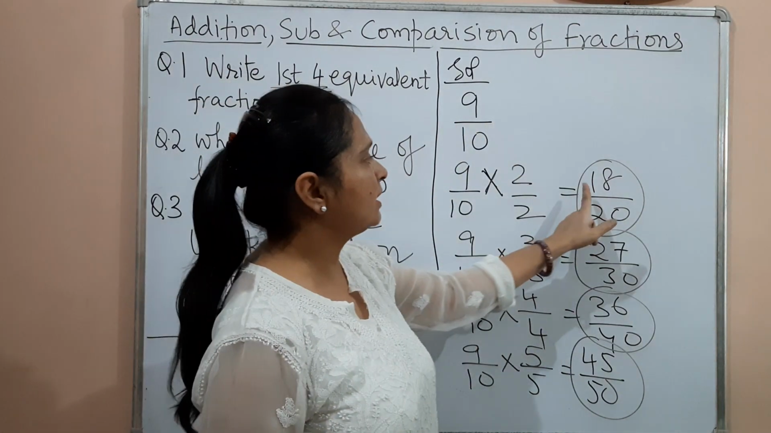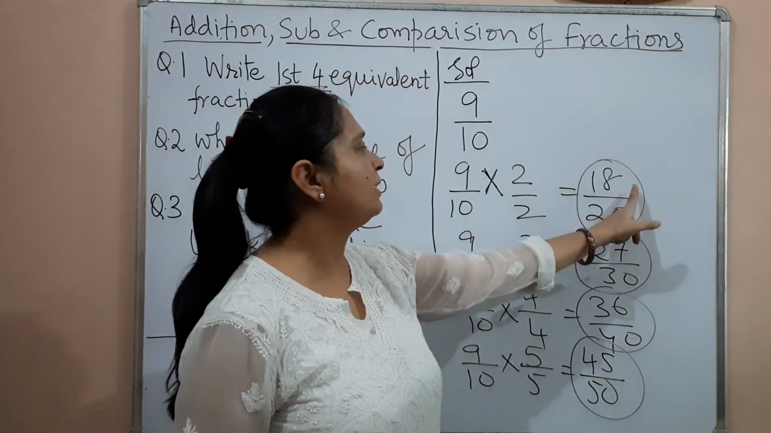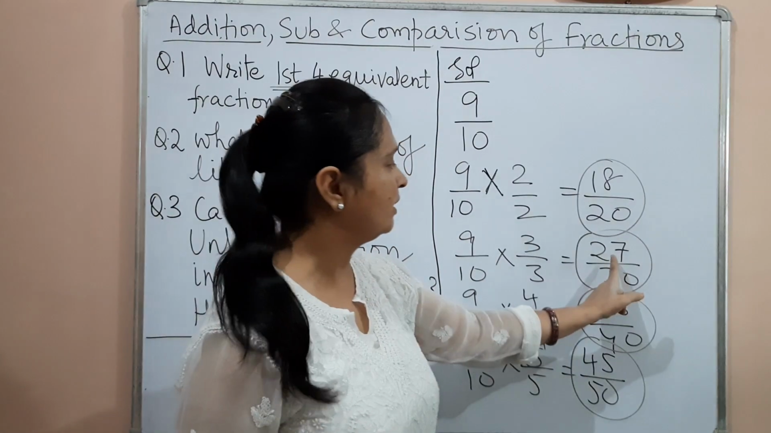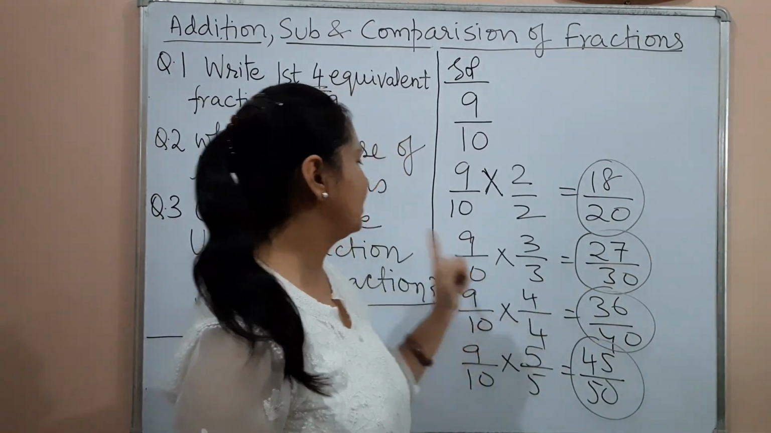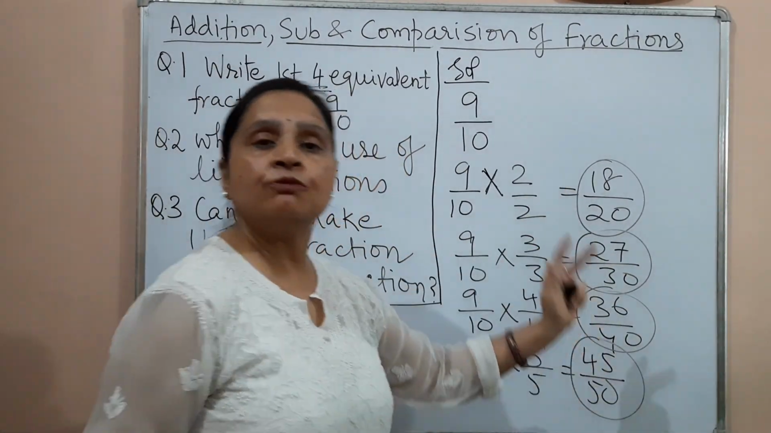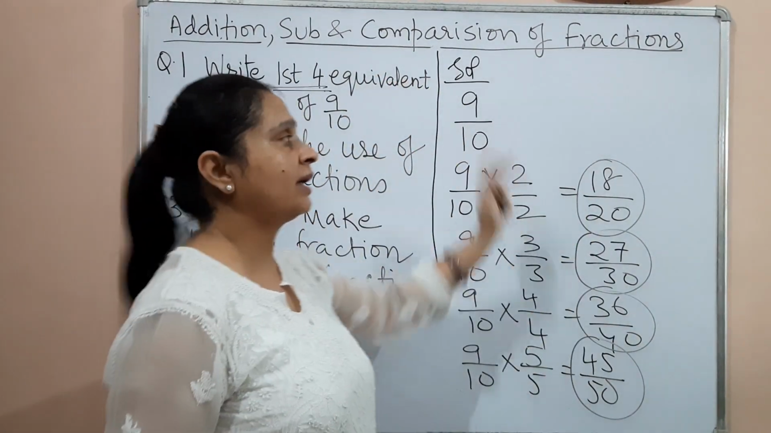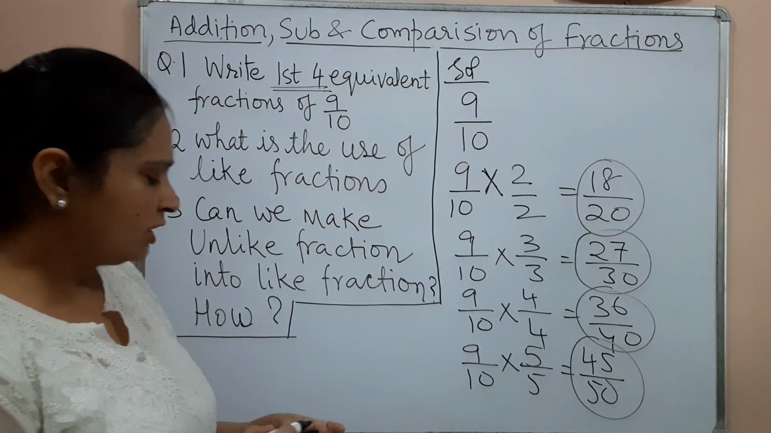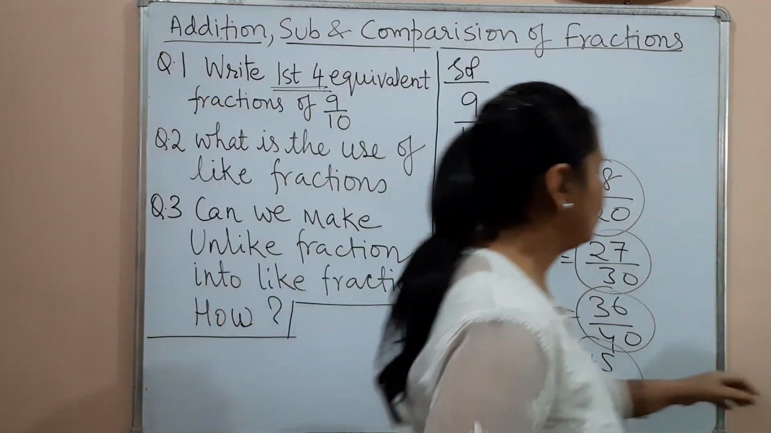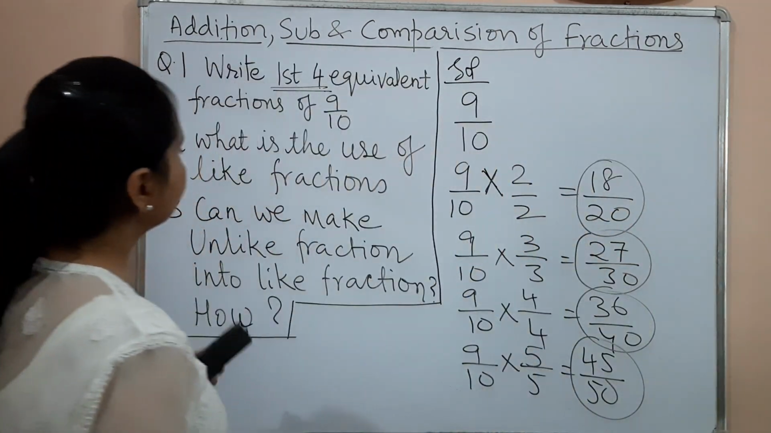Reverse, if you check, you divide both of them by 2, you are going to get 9 upon 10. Divide by 3, you are going to get 9 upon 10. Bring them to lowest terms, you will get to know that for all of them, you are getting 9 upon 10. So this was about equivalent fractions.